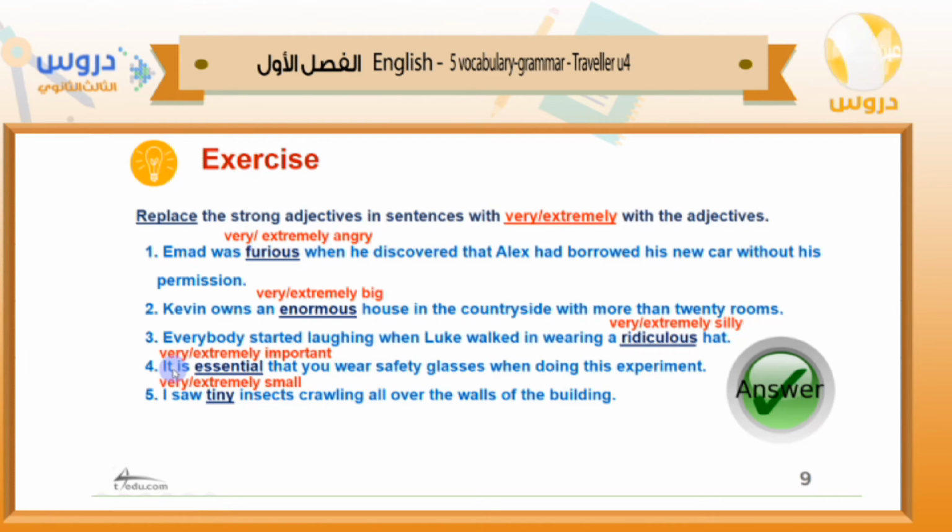And the fourth sentence, very or extremely important. Both are correct. And the last sentence, very as well as extremely small, will be a good replacement for the adjective. So you can see the strong adjective and you can see the replacement with very or extremely in red color.